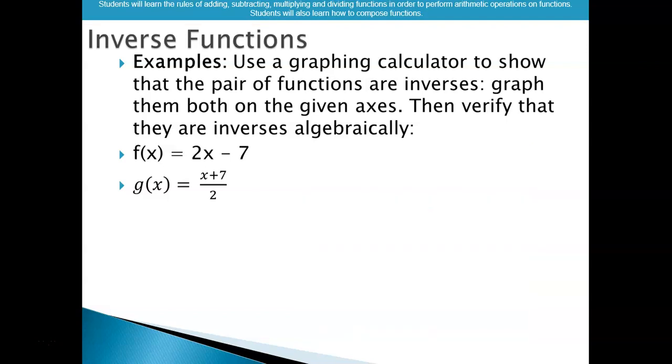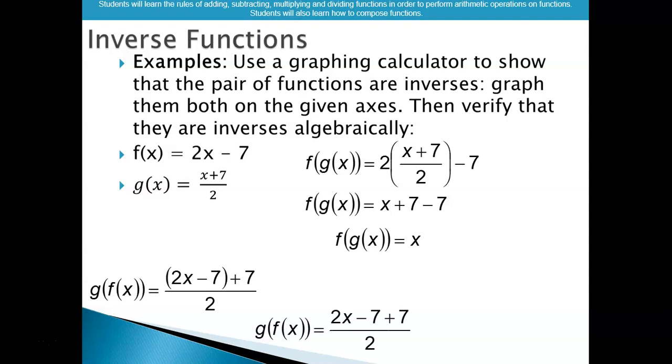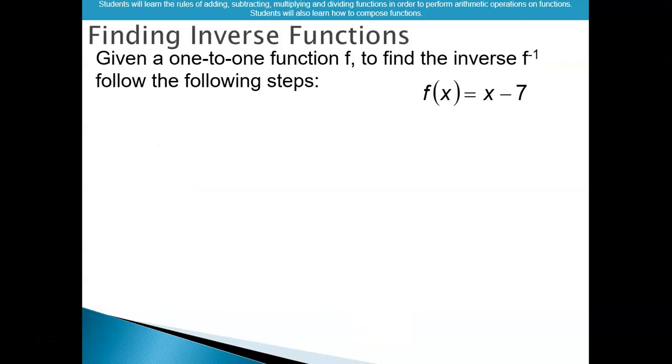The easier way to do it is probably to check it algebraically, though, so we substitute those values in. 2 times that quantity just gives us x plus 7, and x plus 7 minus 7 is just x. So that works. The next equation, we take 2x minus 7 and substitute it in. 2x minus 7 plus 7 is just 2x. 2x divided by 2 is just x. So these are, in fact, inverses.